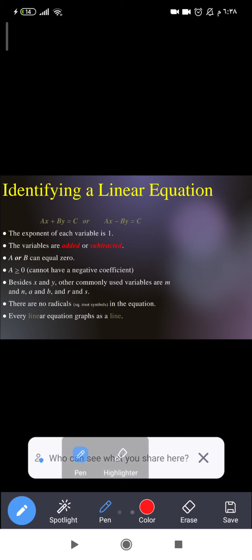Something else, the variables are added or subtracted. When I see something like x times y in any equation, like 2xy minus 1 equals 3, it is not a linear equation because we have multiplication between the variables x and y. So the operation between the variables must be addition or subtraction.